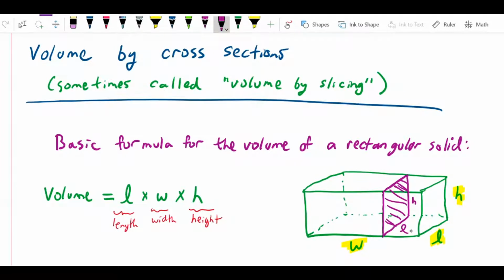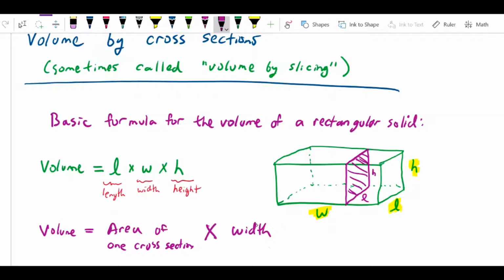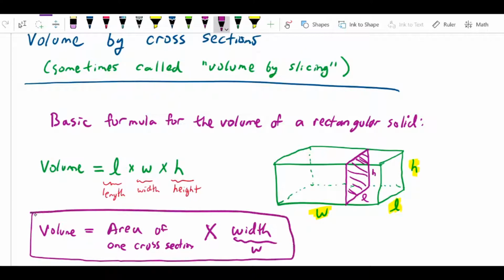So if I wanted to find the volume of the solid using this purple rectangle, I could also write that the volume is equal to the area of one cross section times the width. In other words, this width, W. So this is a useful way to think about how we would find the volume of a solid when we start to integrate, because you're going to see that the cross-sectional area of the solid becomes very important in forming the integral.